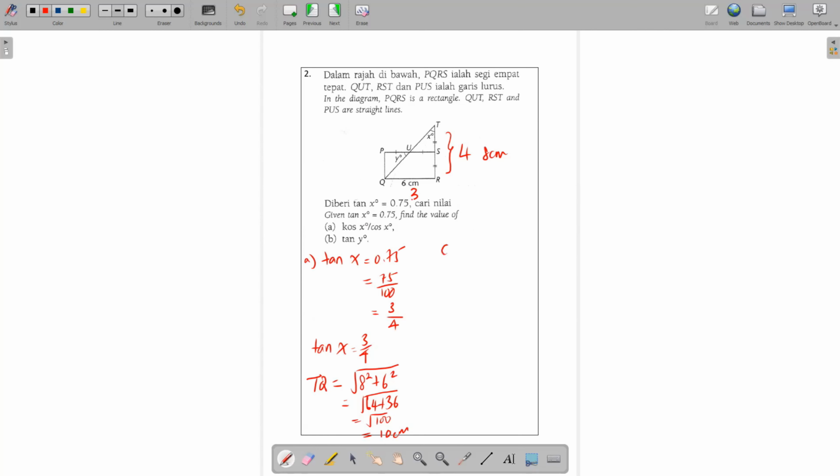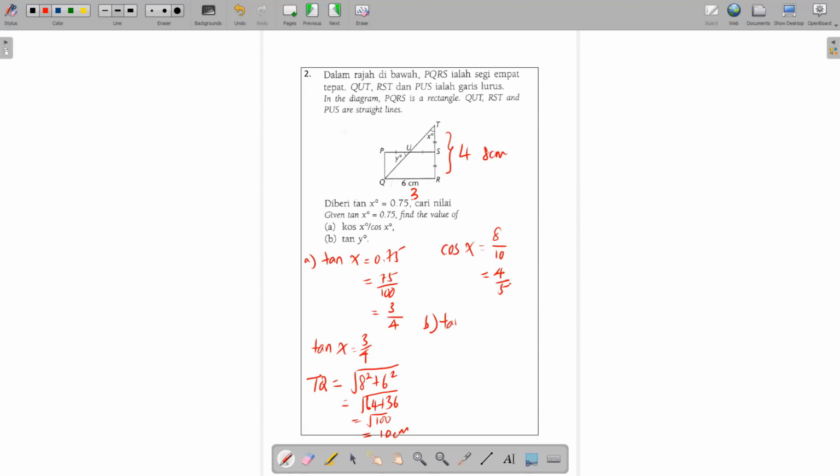Now we can find your cos. So your cos x, the adjacent is 8, and then your hypotenuse is 10. Remember we are not done yet. We cannot leave our answer like this, we need to simplify. So let us simplify this. So we will get 4 over 5.